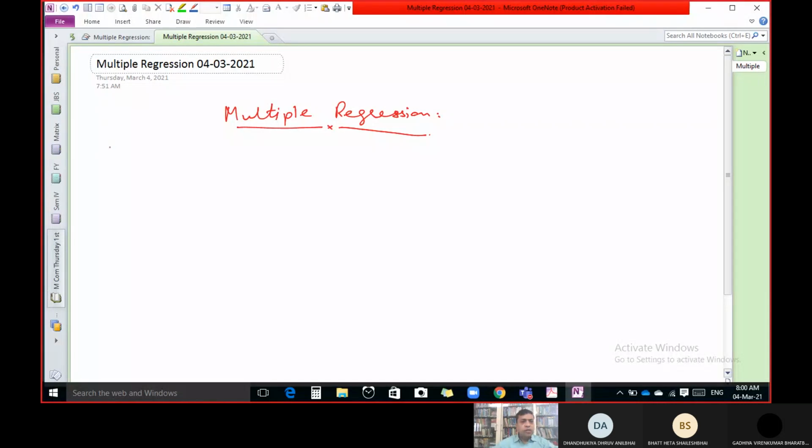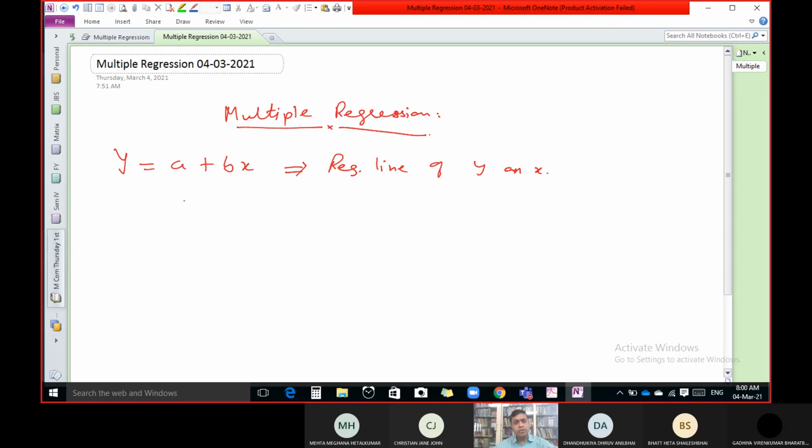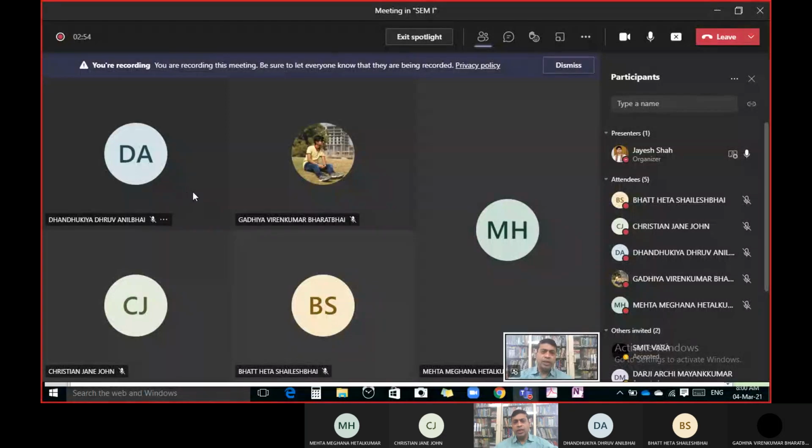We know the linear regression. There is a regression line of y on x, which is like this: y equal to a plus bx. That is the regression line of y on x. What is the use of this regression line? Do you know what is the use of this regression line?